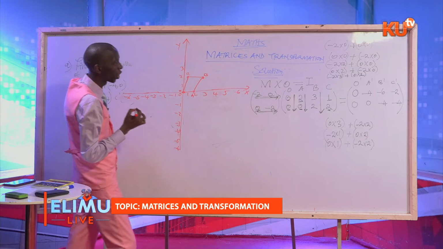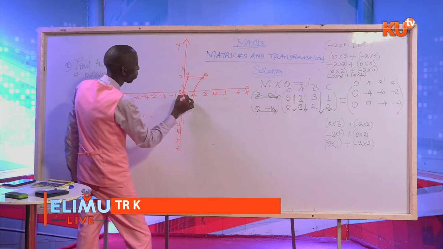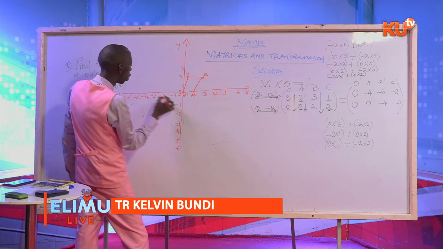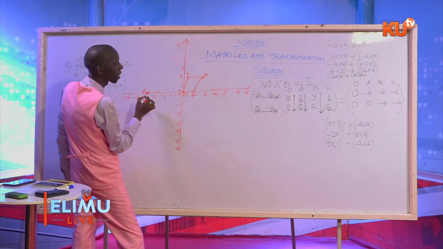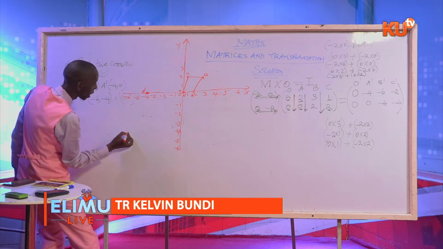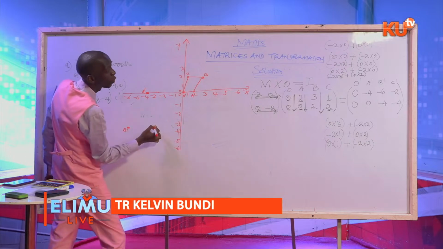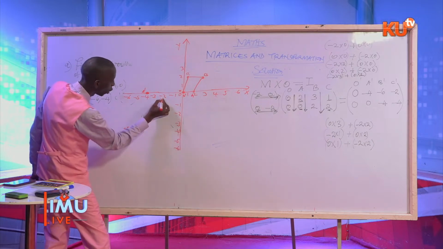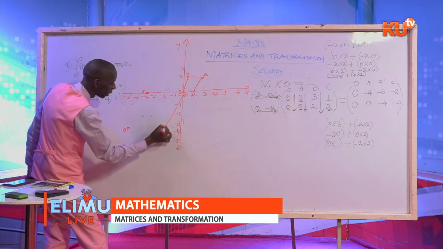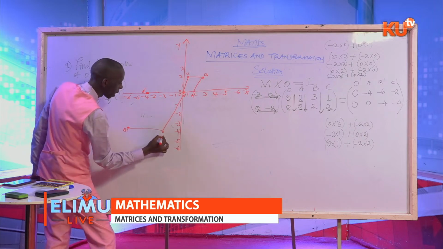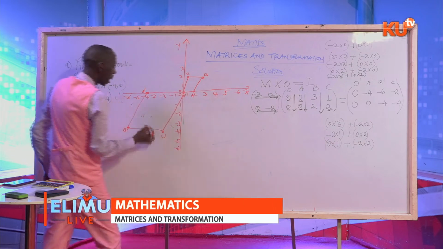The image is 0, 0, that is O prime. Negative 4, 0 is there, that is our A prime. Negative 6, negative 4 is there, that is B prime. And negative 2, negative 4, it will be there. Then you use your ruler to join the points. There is C prime. A prime, O prime, B prime, C prime.